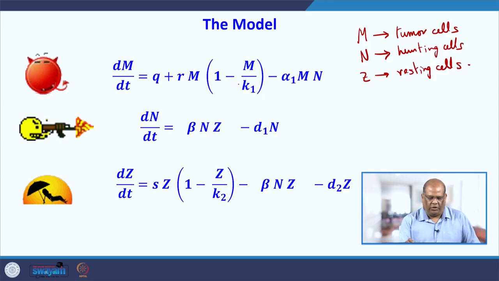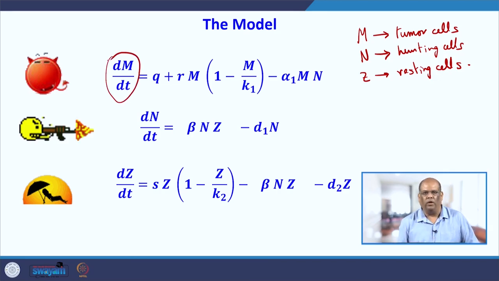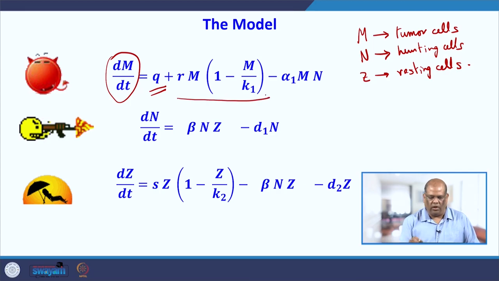So, the first equation, we see that this is the rate of change of the tumor, that is how the tumor increases. There is a constant input which is Q, and then it follows a logistic growth where R is the intrinsic growth rate of the tumor and K1 is the carrying capacity. And here there is an interaction between the tumor and the hunting cells, and the hunting cells are killing the tumor at a rate alpha 1.